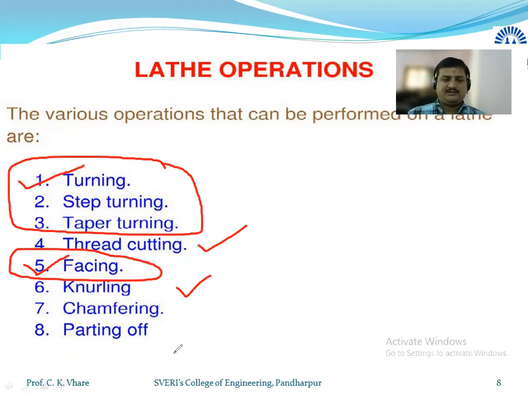But I am going to show you through the video more operations like knurling and threading, which means thread cutting. These operations also I am going to show you. But keep in mind, only two types of operations are there in your syllabus. The first one is the turning operation and the second one is the facing operation.